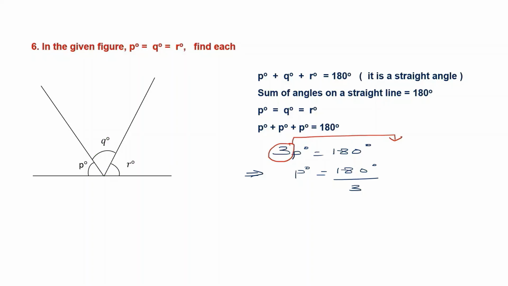So 180 degrees divided by 3. When you divide this, you find 3 ones are 3, 3 sixes are 18 and 0 is 60. So P degrees is equal to 60 degrees. Now the question says they're all equal to each other. That means they're all 60 degrees. So P is 60 degrees, Q is also 60 degrees, and R is also 60 degrees. So this is our answer. We have found the value of each angle.